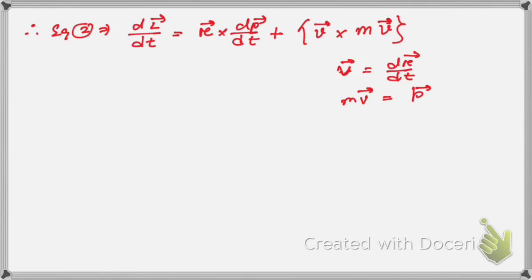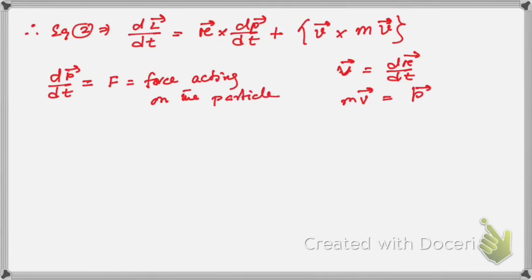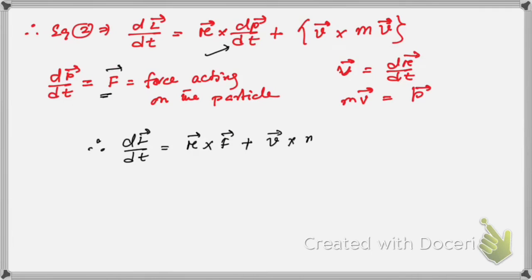So the rate of change of linear momentum dp by dt is equal to the force F acting on the particle. So we can replace this by F. This equation number 2 can be written as dL by dt is equal to r vector cross F, which is a vector quantity, plus v cross m into v. You can write that way.